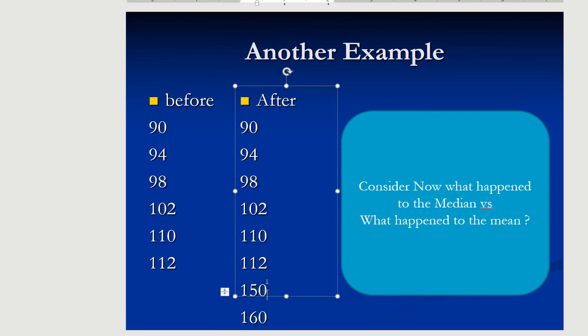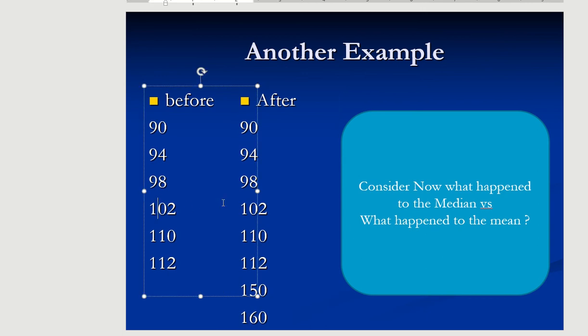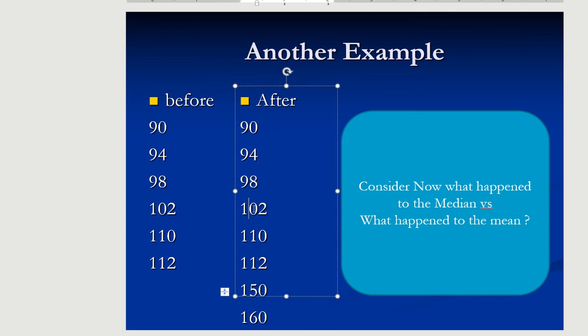By adding the 150 and the 160, now you're going to add up all these values, but this time you're going to divide by 8. The mean becomes 114. It was 101, now it's 114. The mean grew by 13 points.